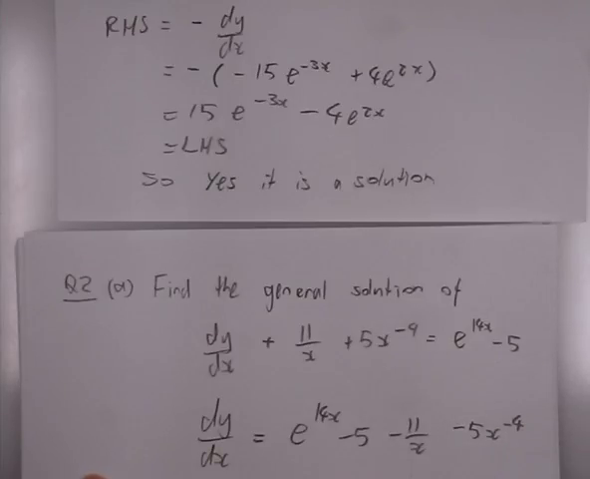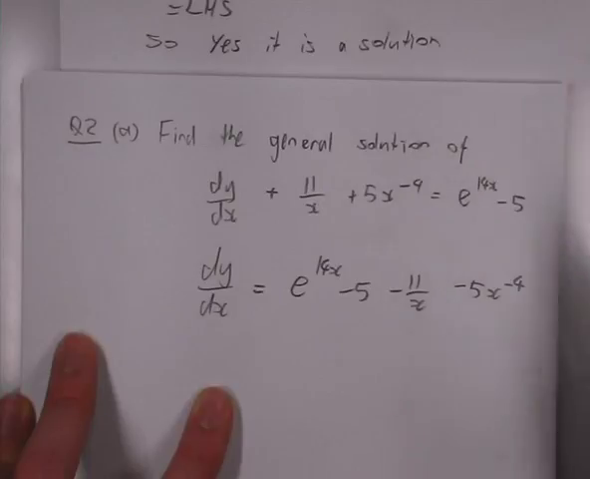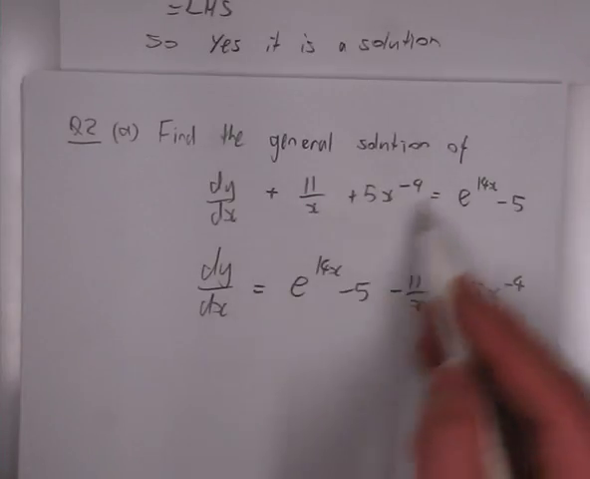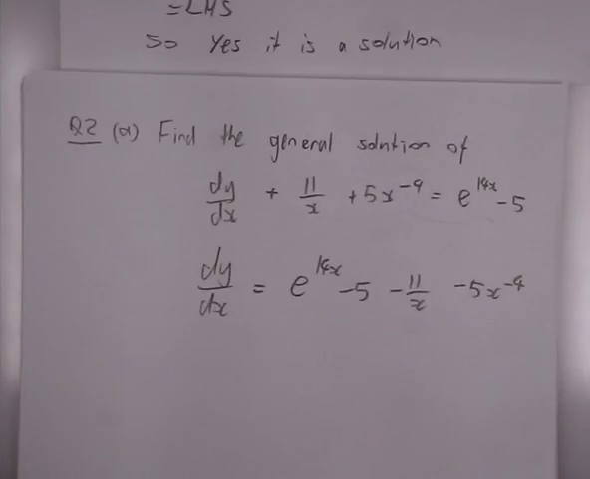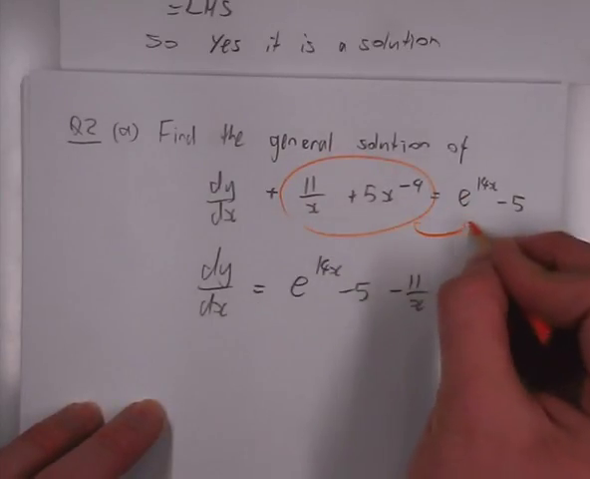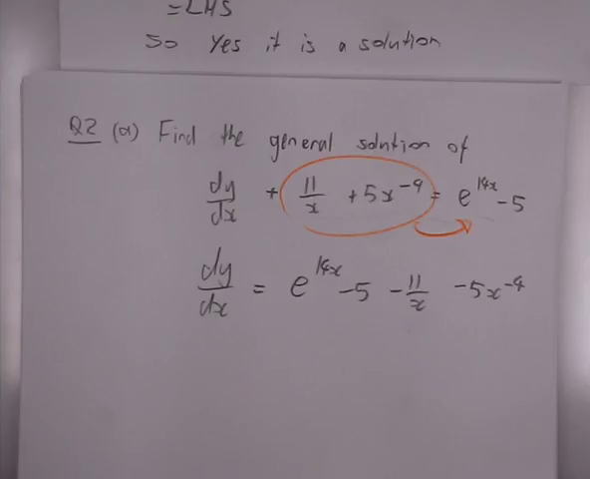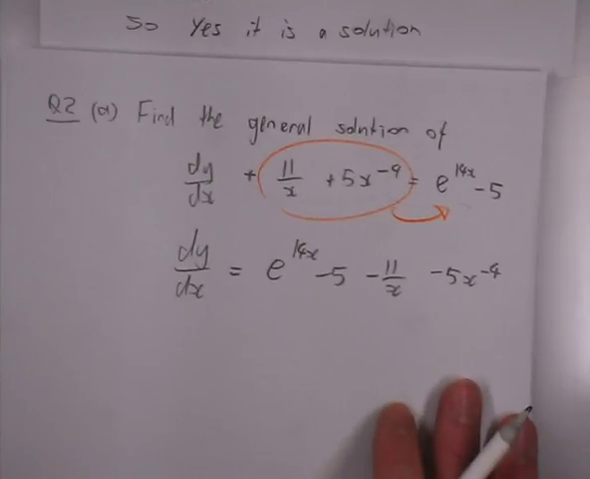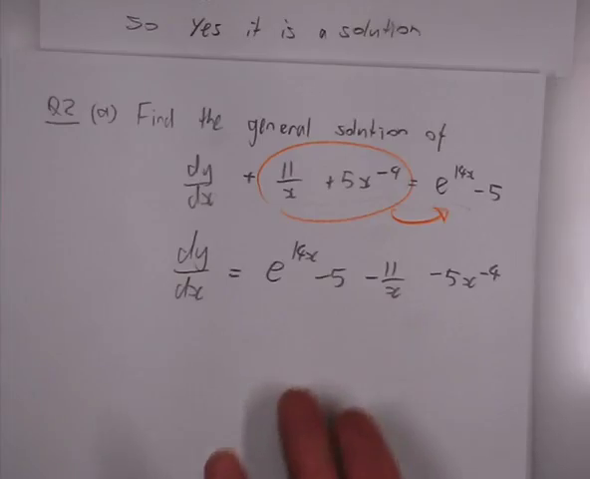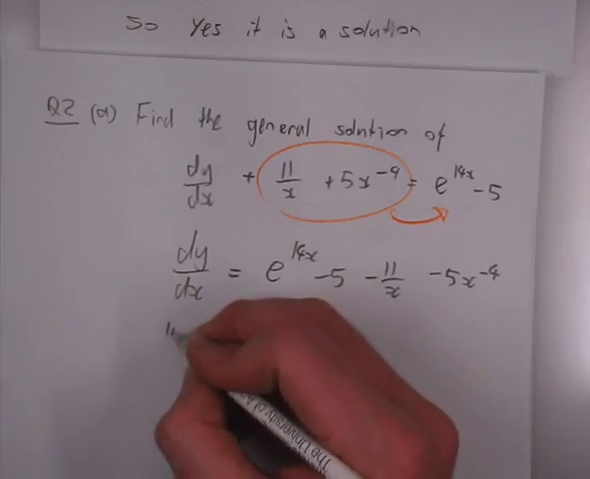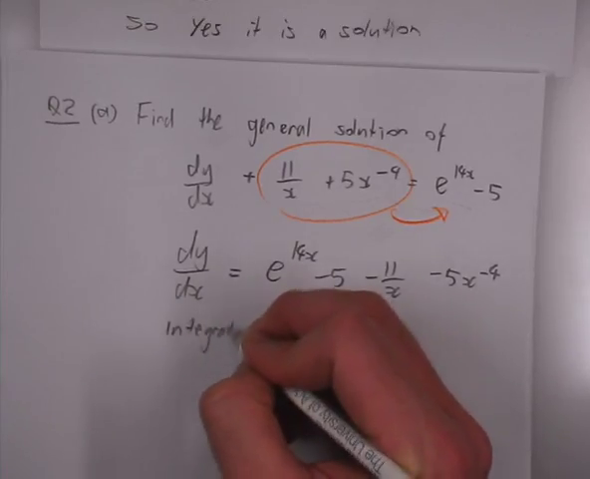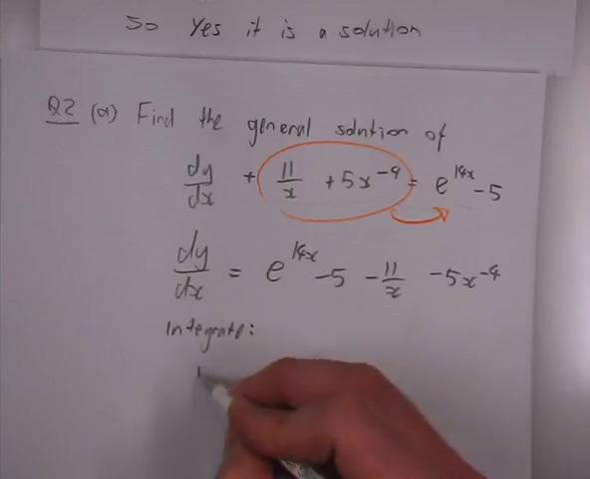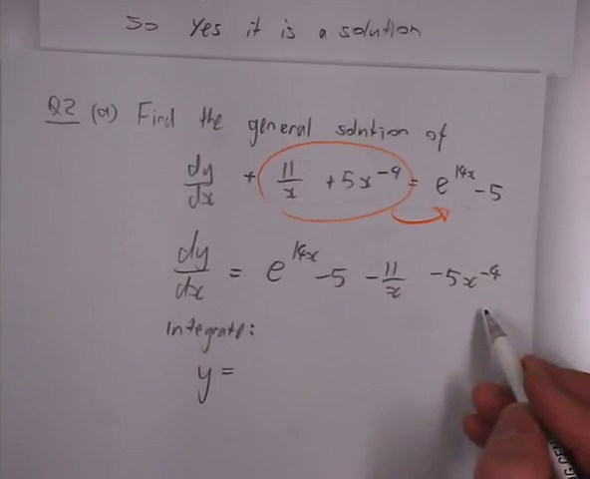I'll just get that. So I've just put all of this over there. So now it's just the derivative is equal to that. I just have to integrate it and that will be the answer because I just have to undo that derivative. So integrate, and I'll get y equals whatever the integral of this is.